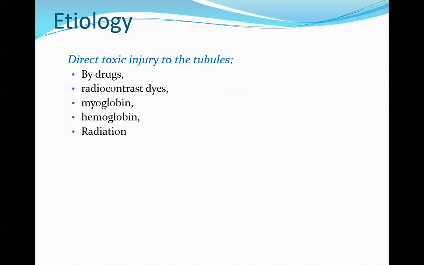Myoglobin, you all know, is a protein present in the muscle. So if there is injury to the muscle, this myoglobin comes out from the muscle, circulates in the blood, and is injurious to the tubules. Hemoglobin is present in RBC. As long as this hemoglobin is inside the RBC, nothing is wrong. But if there is hemolysis and hemoglobin comes out and circulates in the blood, that is injurious to the tubules. Radiation, yes. If you give radiation again and again to the kidney, definitely it is injurious to the kidney.